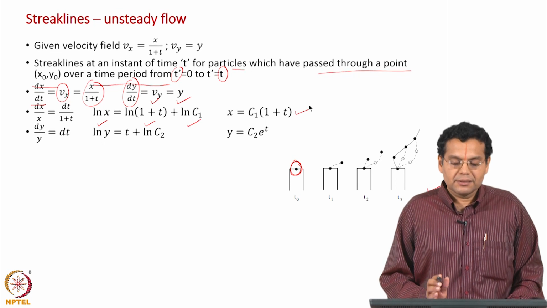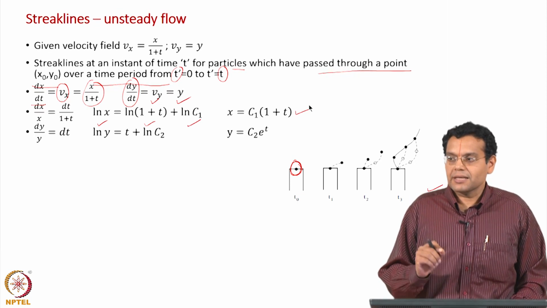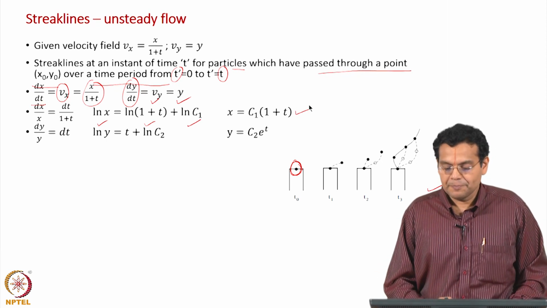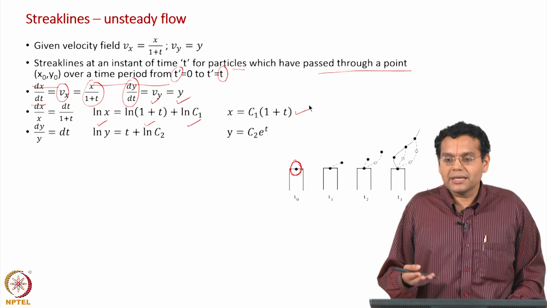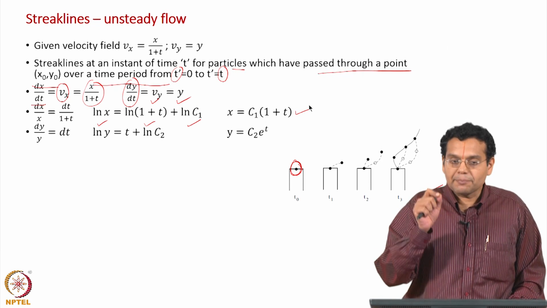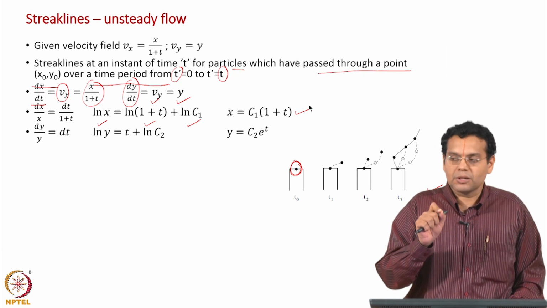Until this the steps are same. Now, how are we evaluating the constant? That is the difference between path line and streak line. In the case of path line, what is known to us is that at t equal to 0, the particle was at the position x naught, y naught.